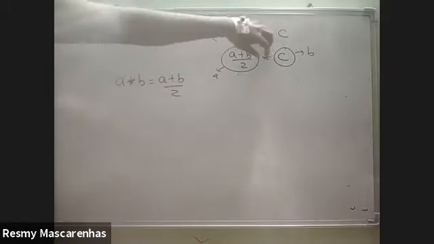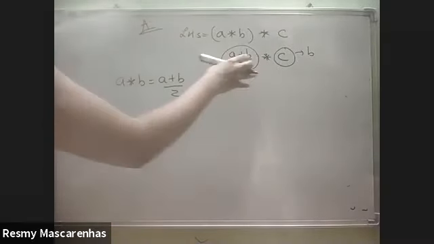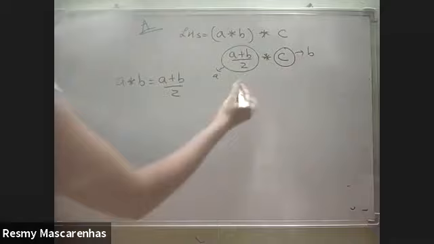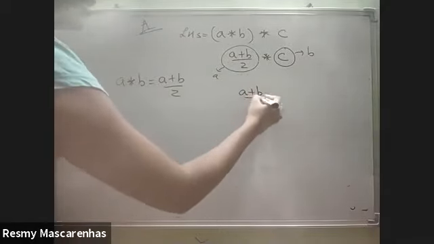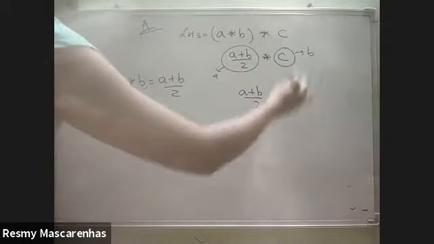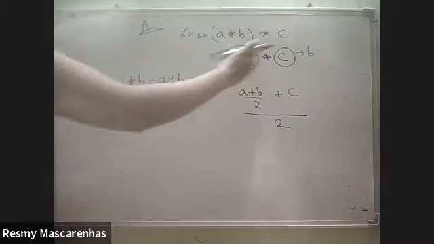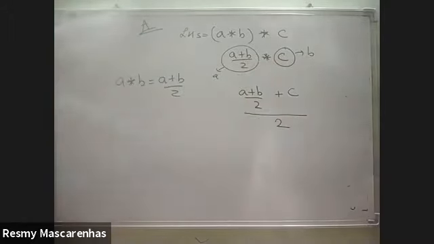So A star B will be nothing but A, why? Right now what is the A? This full thing. A plus B, B means what? Upon 2. (A plus B) upon 2. This formula, main formula you have to follow. Okay.